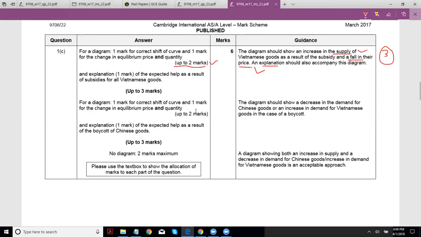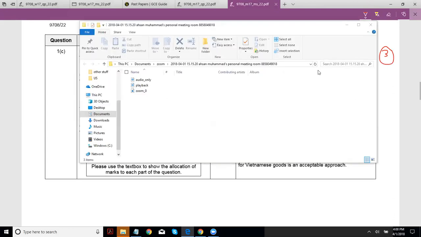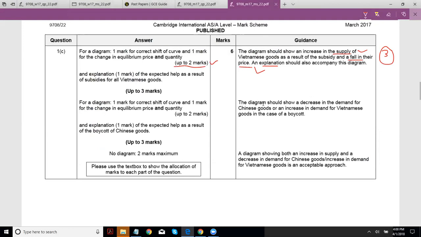What I'm more worried about is this. I think we got this right as well, because the diagram should show a decrease in the demand for Chinese goods or an increase in the demand for Vietnamese goods in the case of a boycott. We showed both, because I'm over efficient there. And you explain that as well, which we did, so you should get 3 marks. And this is also an acceptable approach, but it's not ideal, not one that we took.